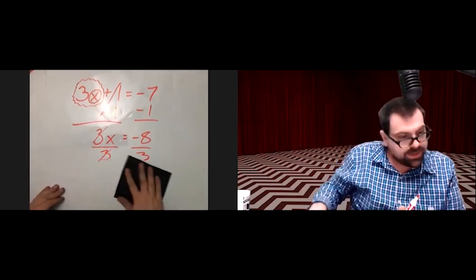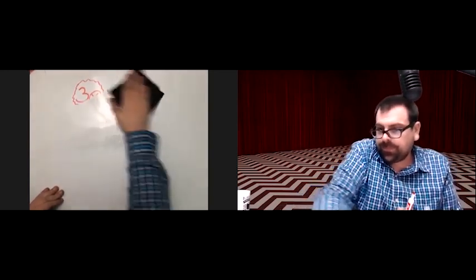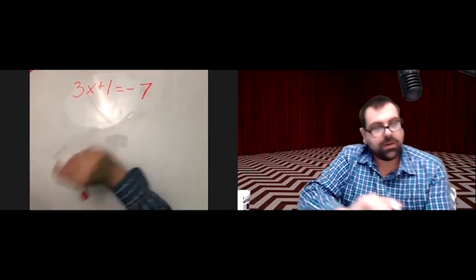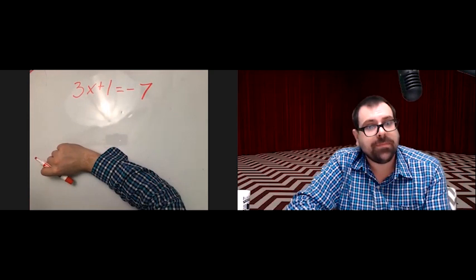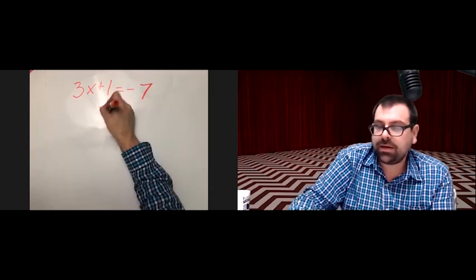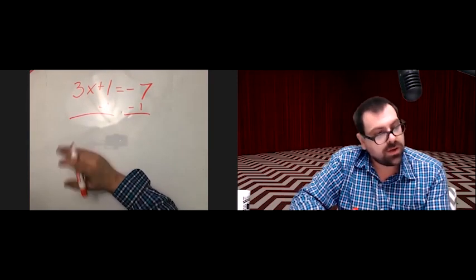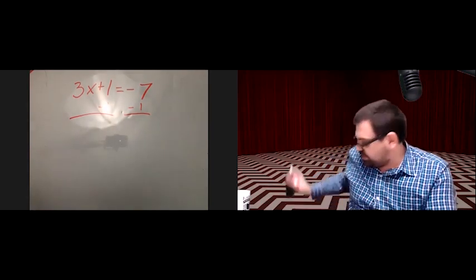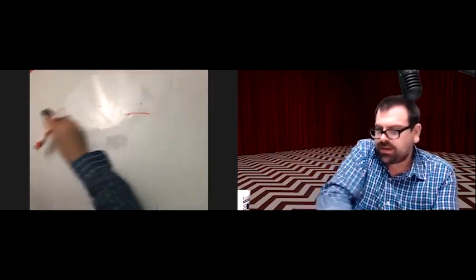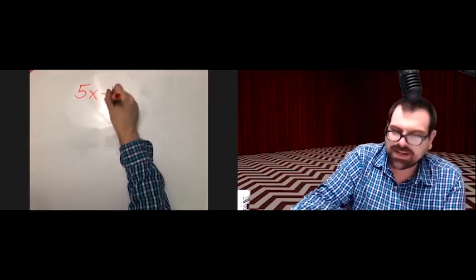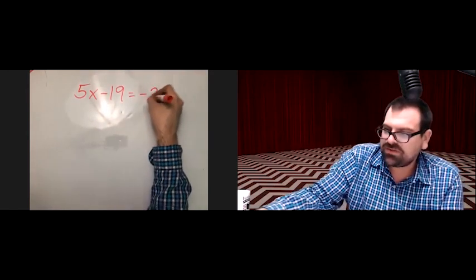Let's do another one like this. 3x plus 1 equals -7. We're going to go ahead and subtract 1 from both sides. Oh, sorry, that's the one we just did. Sorry. Thought that looked familiar. I meant to say 5x minus 19 equals -23.